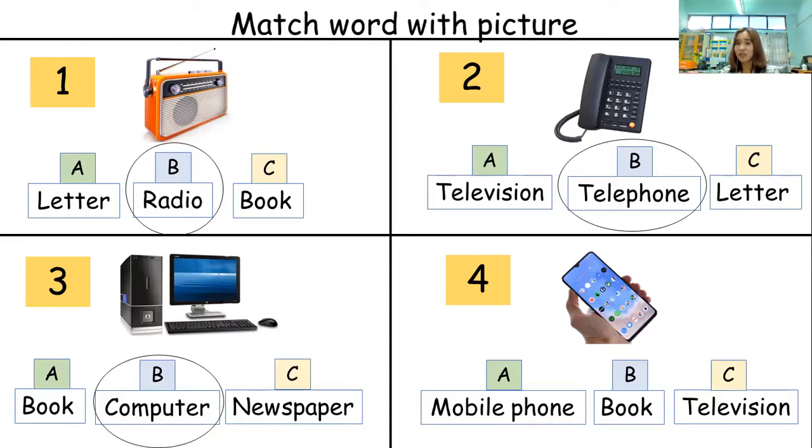Okay, last picture number 4. What is that? What is the name of that thing? A, mobile phone. B, book. Letter C, television. Letter A. What is letter A? Mobile phone. Okay, everybody, let us check. Good job. Very good. You got all the correct answers.